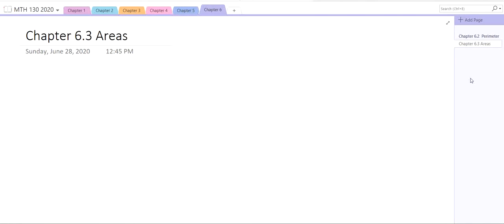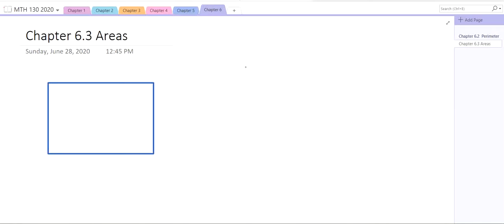Okay, in chapter 6.3, we're discussing areas, moving on from perimeters to discuss areas. And let's start out by looking at squares and rectangles. Okay, here is a rectangle. Let's put squares and rectangles here.